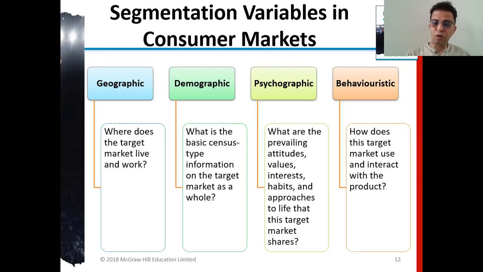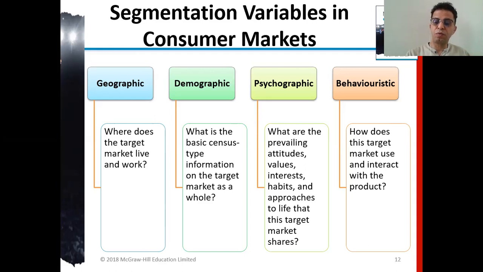And then the psychographic is what are the prevailing attitudes, values, interests, habits, and approach to life that this target market shares. Are they risk takers, or are they conservative? What kind of habits do they have, and how do they approach life?